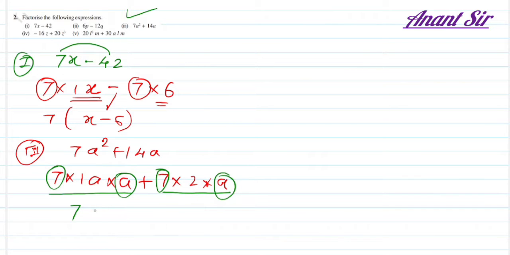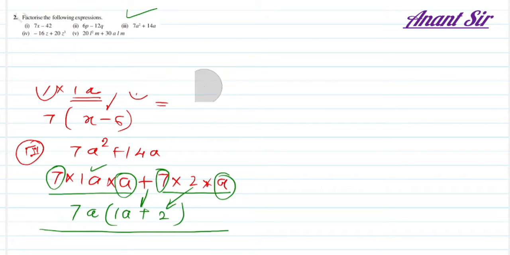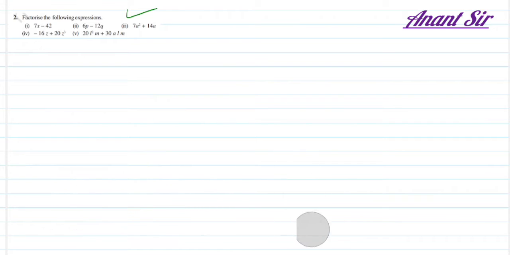So if I can take 7a common, what will remain in the bracket? It will be 1a in the first term, then there is a positive sign, and then there is 2 in the second. So this is our final answer for question number 3. So let's solve question 4, friends.